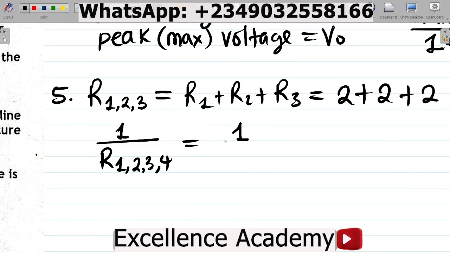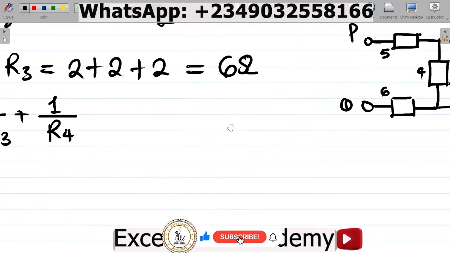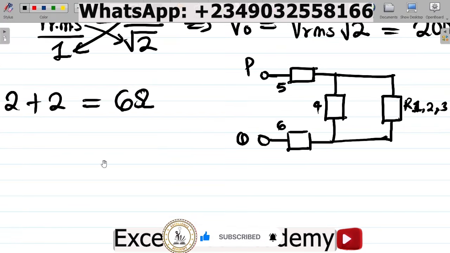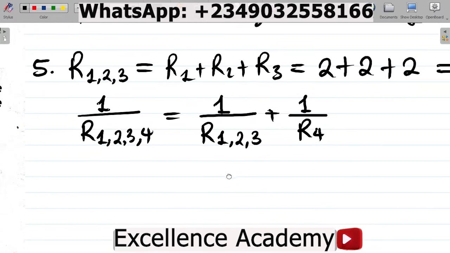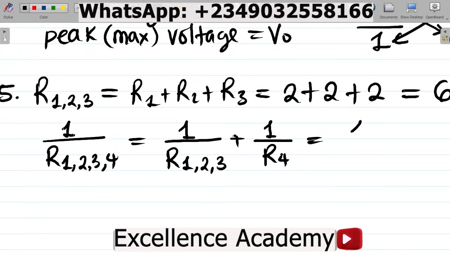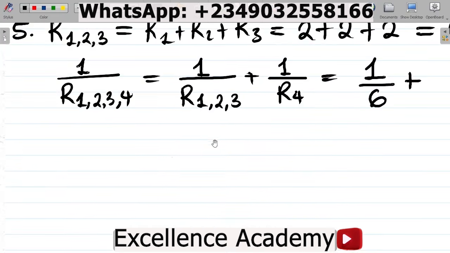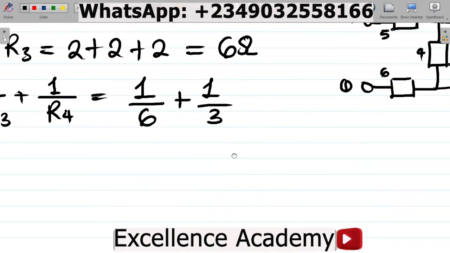Now that becomes 1 all over R1, 2, 3 plus 1 all over R4. This is the formula to get the equivalent of this and this when they're in parallel. Let's take values. For R1, 2, 3, the value is 6 ohms. So this is equal to 1 over 6 plus, for R4, the value is 3. So it becomes plus 1 over 3. All right.